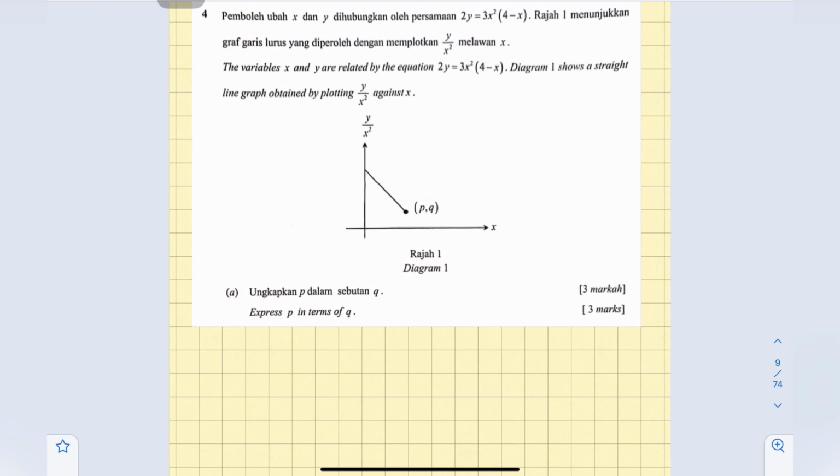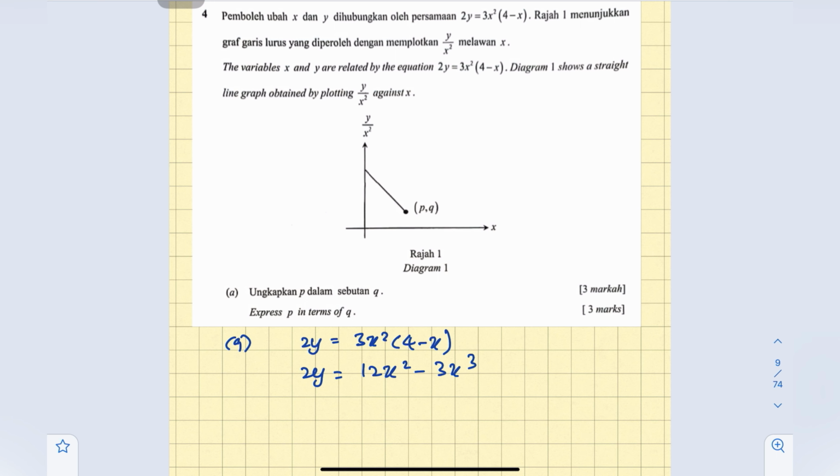4. The variables x and y are related by the equation 2y equals 3x squared times (4 minus x). Diagram 1 shows a straight line graph obtained by plotting y over x squared against x. A, express p in terms of q. Okay, so from the equation given, 2y equals 3x squared (4 minus x). So this one we expand to become 12x squared minus 3x cubed.